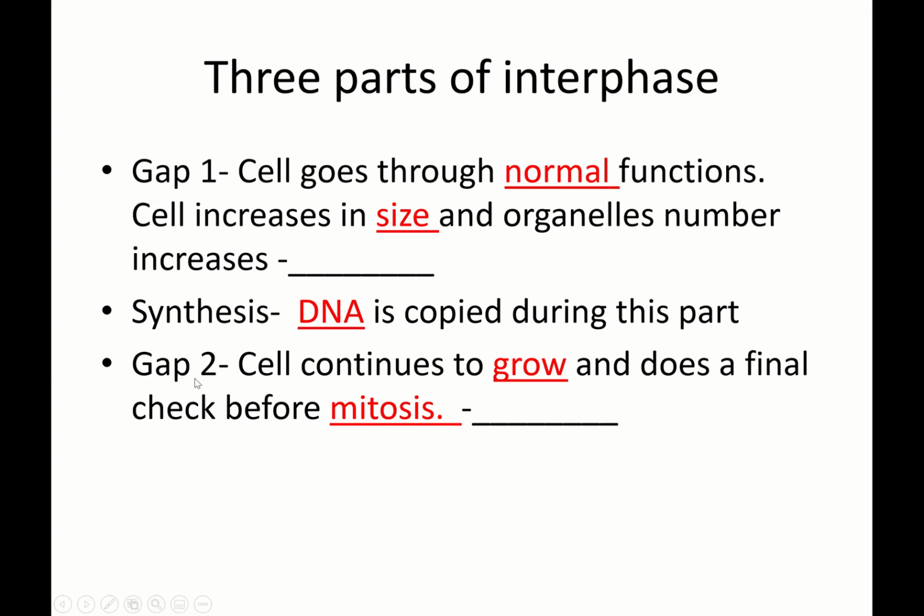Gap 2 comes after that, and the cell's going to continue to grow, and it does a final check before mitosis. So it makes sure that it's ready, that it did its DNA right, that it's grown big enough. It just makes sure everything's ready to go. So right here again, you want to say that the cell grows. So in both gaps, the cell grows.